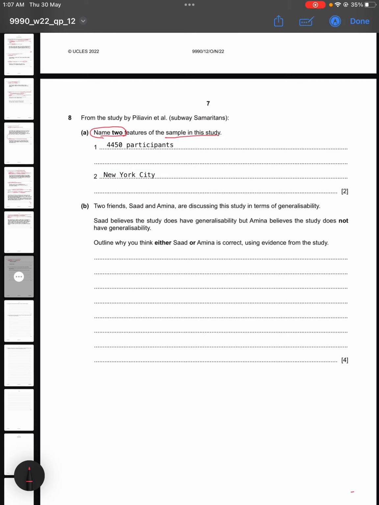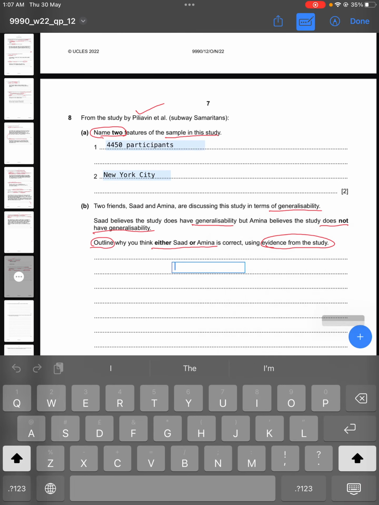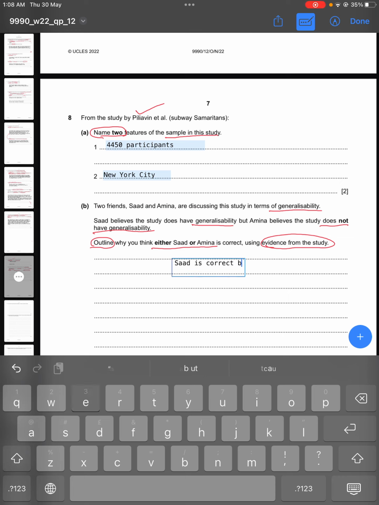The next question says, 2 friends, Saad and Amina, are discussing the study in terms of generalizability. Saad believes the study does have generalizability, but Amina believes the study does not have generalizability. Outline why you think either Saad or Amina is correct using evidence from the study, so using evidence from the study by Piliavin. So you need to write 2 points for each, Saad and Amina. So for example, if I'm saying that Saad is correct, so Saad is correct because there was a large amount of people.